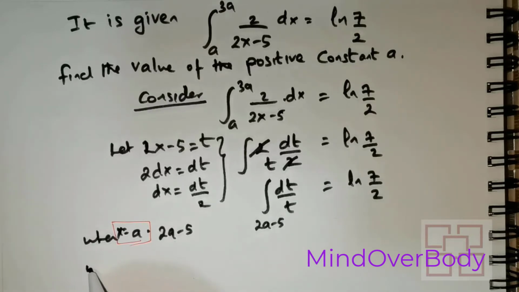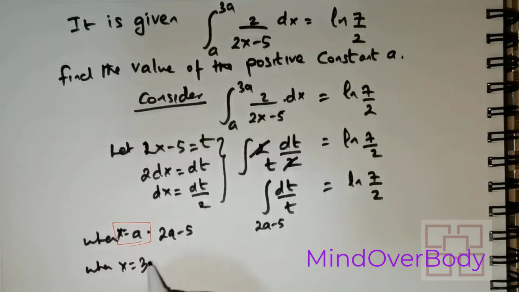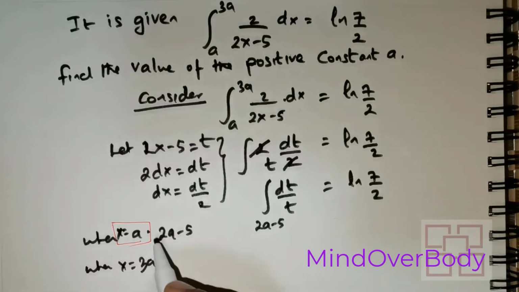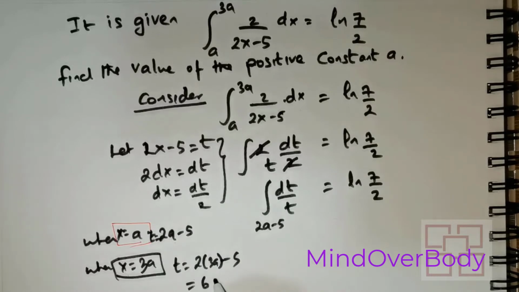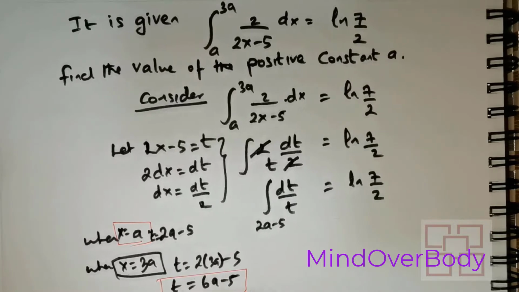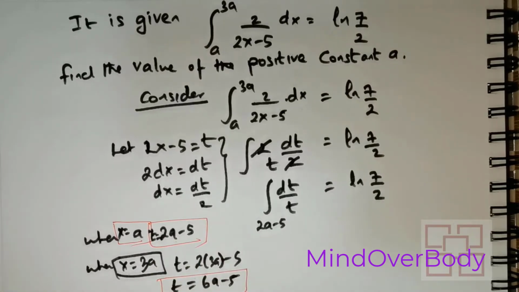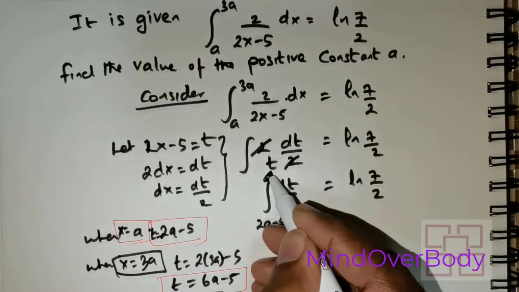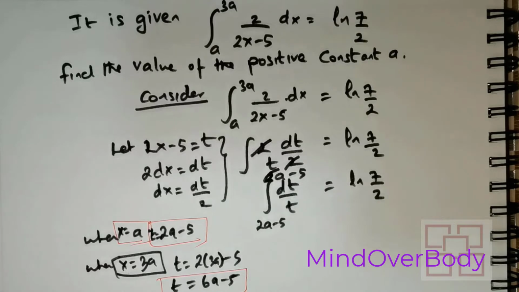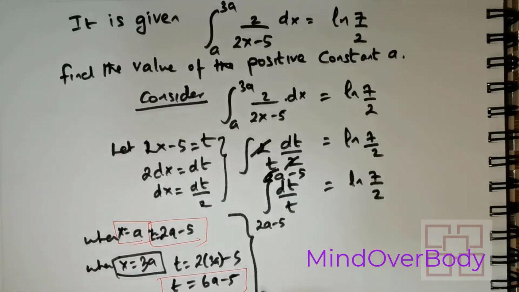And then when x is equal to 3a, this is the value for t. So when x is equal to 3a, the value of t is going to be 2 times 3a negative 5, which is 6a negative 5. This is the value of t. Now you can place that on the head of the integral sign. So this is going to be 6a negative 5. Before you apply the limits, you need to integrate.